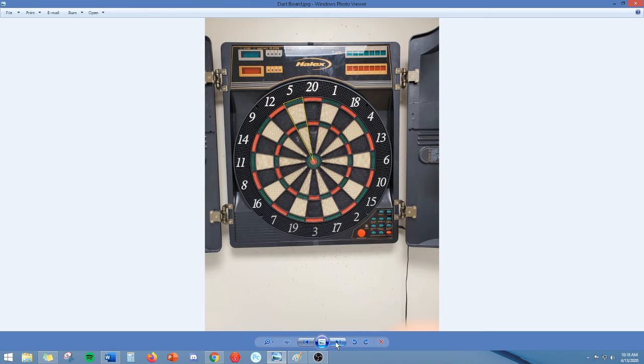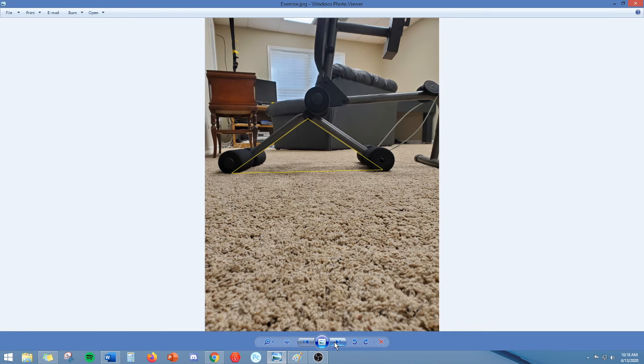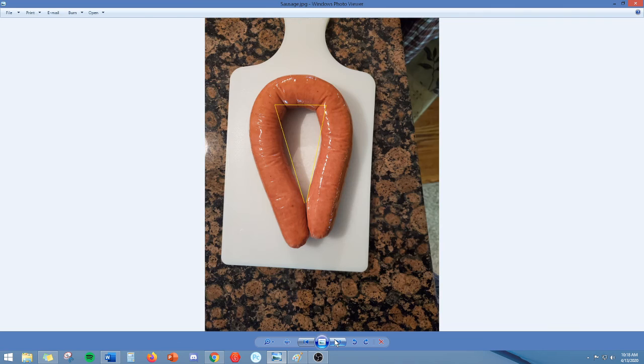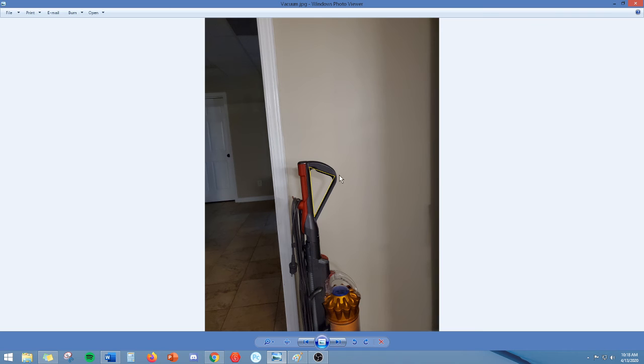Cool. Dartboard. Lots of triangles. Obviously, I know that this is curved, but whatever. It's close enough. Little piece of exercise equipment I found. Recipe book holder. See the triangle there. Obviously, in real life, this isn't connected, but it is in my drawing. Piece of meat. Gives me a triangle. Vacuum cleaner. A little bit of triangle. These are just lots of different examples.